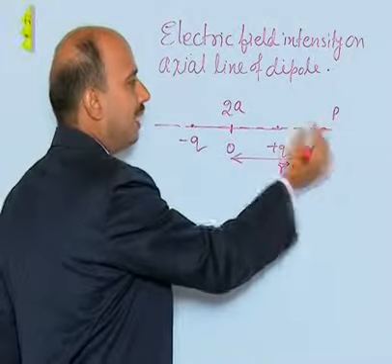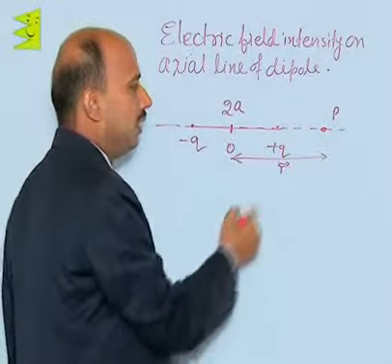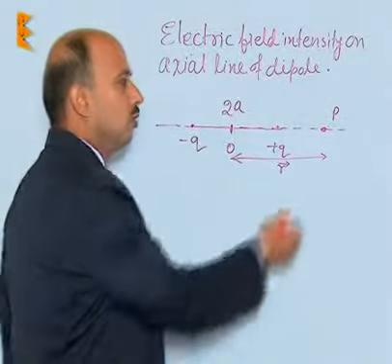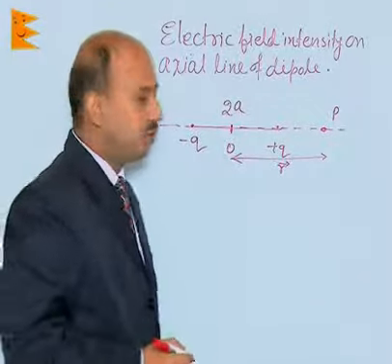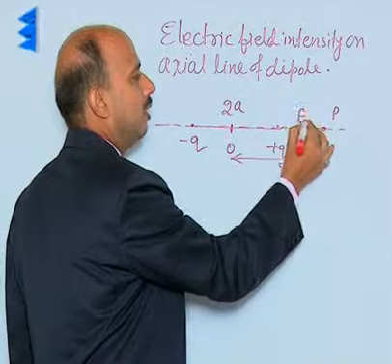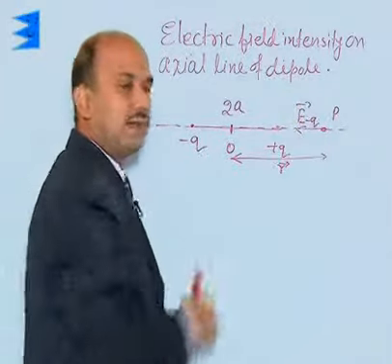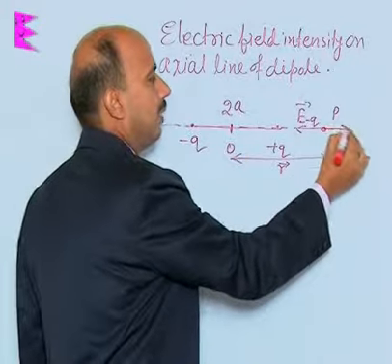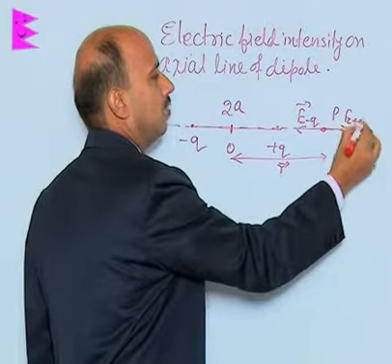So we can take the electric field intensity at point P due to these two charges, one by negative and one by positive. So we assume here a unit positive charge. Due to the negative charge, the electric field intensity will be here E minus Q, and due to the positive charge we will be getting this side, that is E plus Q.